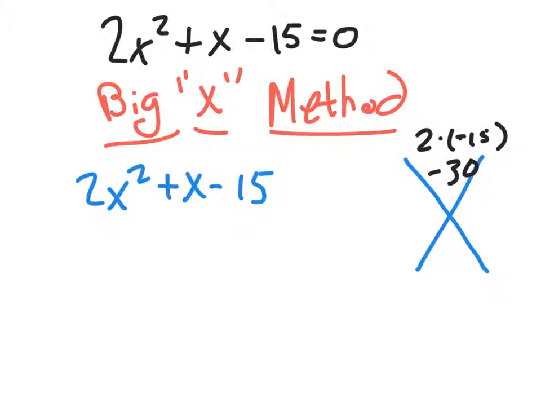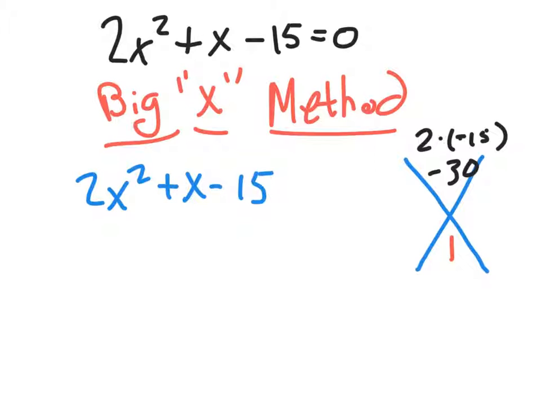Now, this middle number is going to go in the bottom. The middle number, which I'm talking about right here, is a 1, and that's going to go right there in the bottom. So we're going to have a 1 in the bottom. And that's how it always goes: first times last goes up top, and the middle number goes in the bottom.